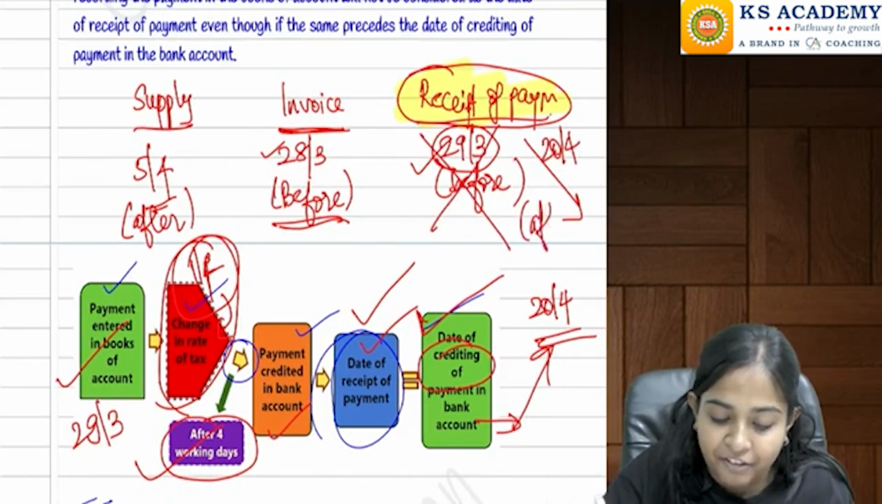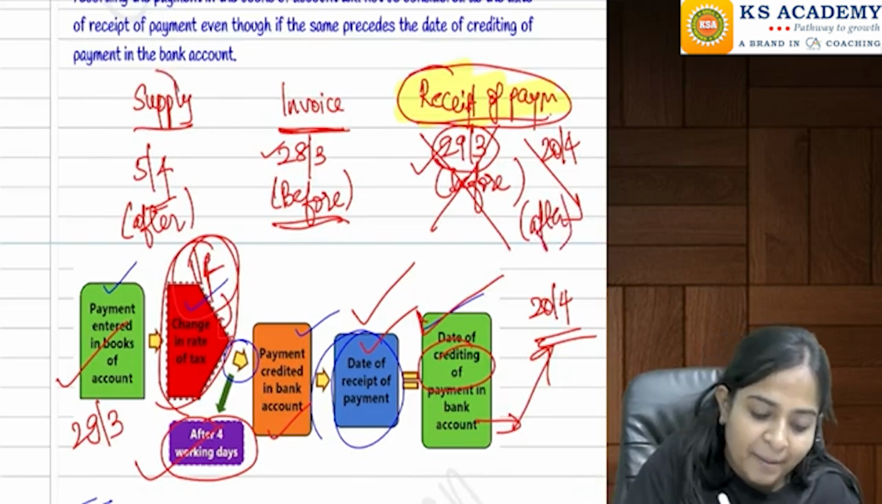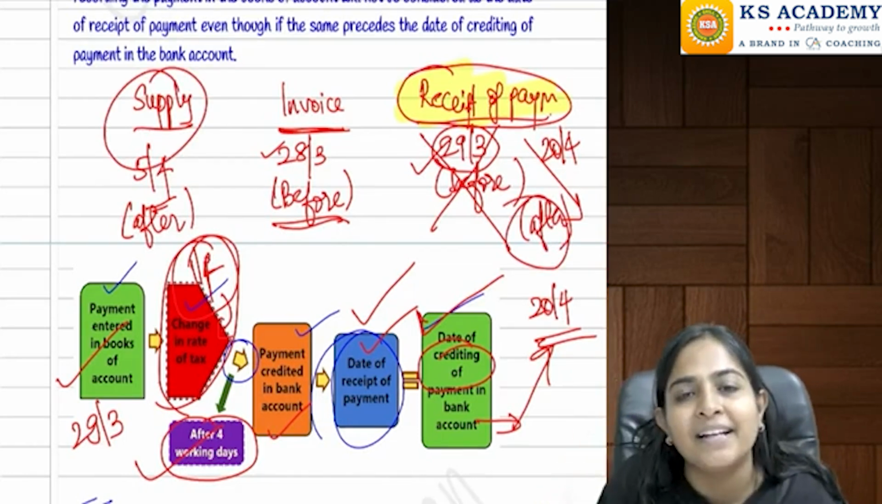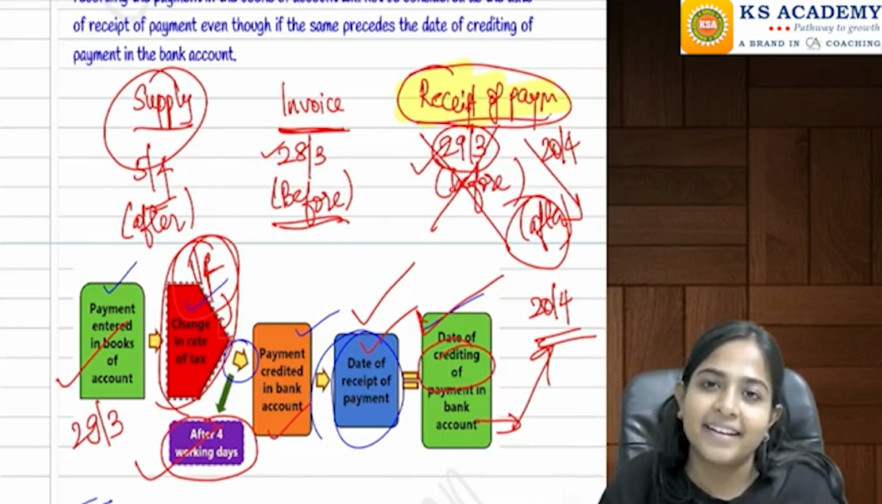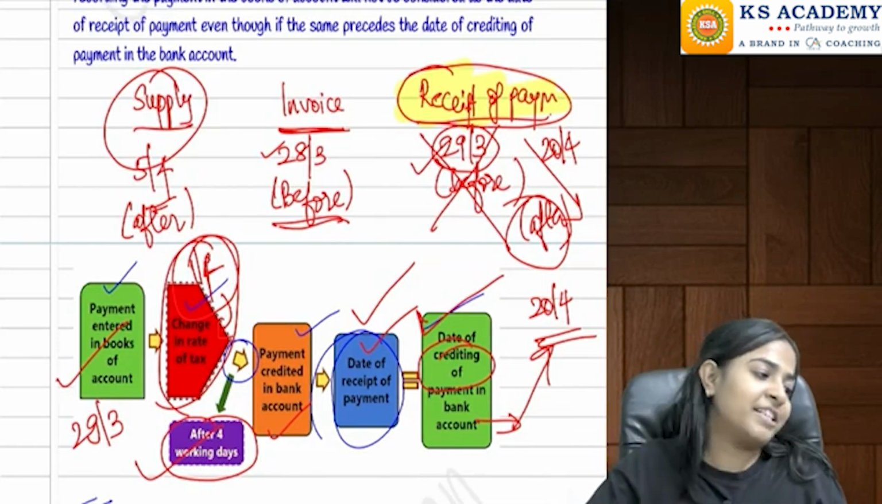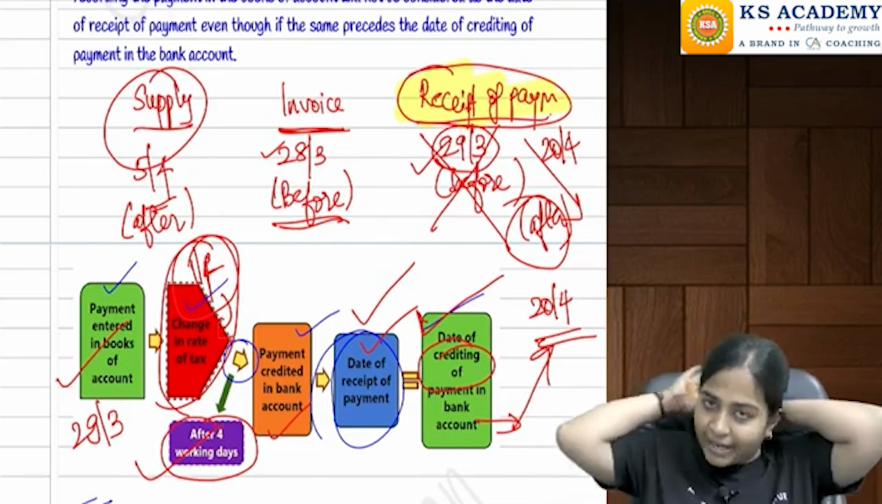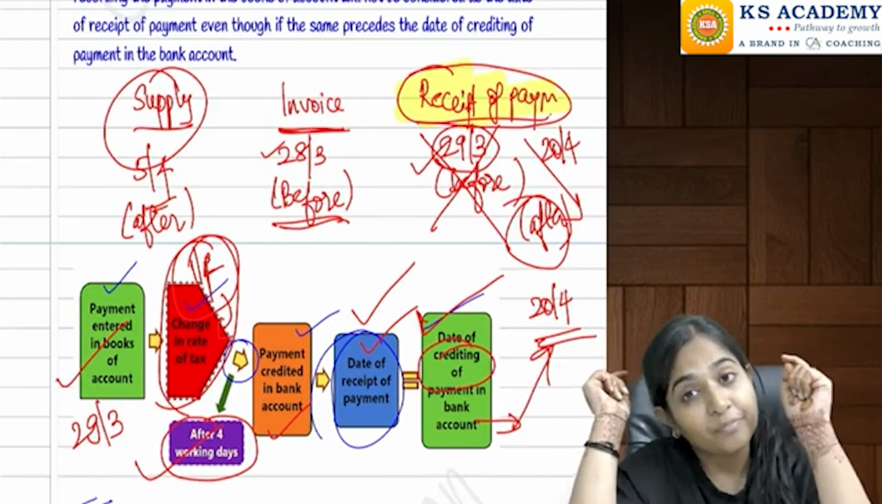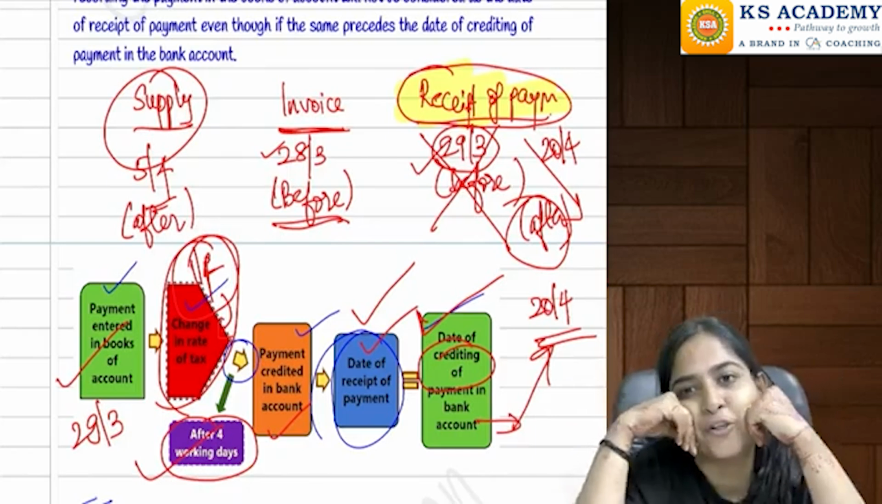So this becomes after. If this becomes after, supply is matching with this after. So time of supply will be the receipt of payment, and that too at the higher rate. So whenever, see, it is very simple to make a backdated invoice, and it is very simple to manipulate the date of payment or entry in the books of accounts.